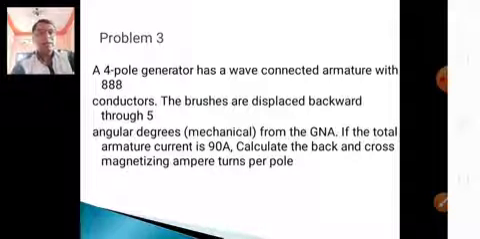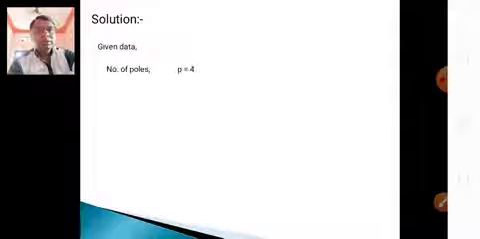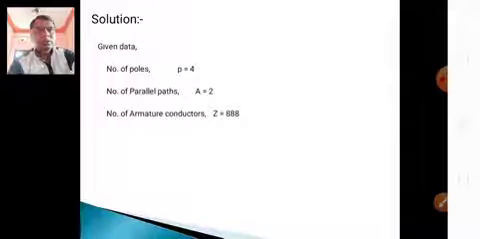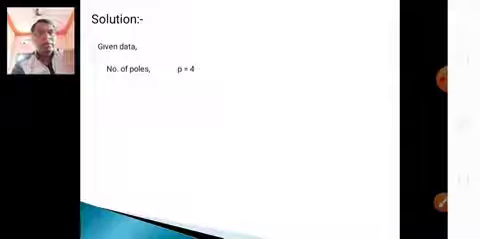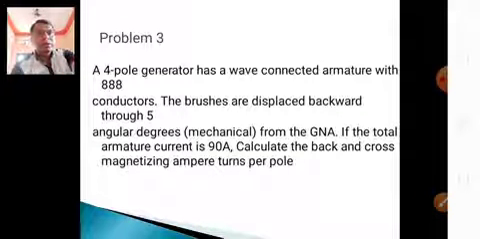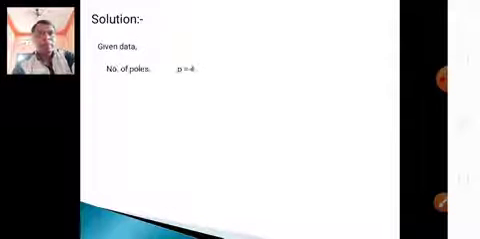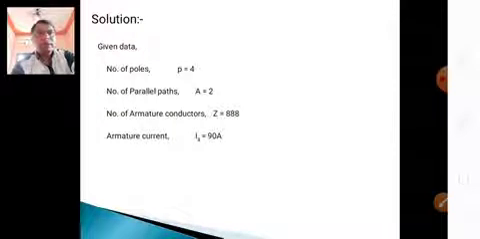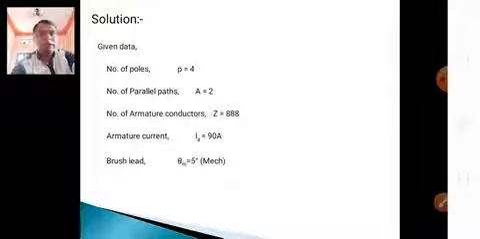The cross magnetizing ampere turns per pole formula is ZI into (1 by 2p minus theta m by 360). See here the given data: the number of poles P equal to 4, given. Number of parallel paths A: it is wave connected, so wave connected means A equal to 2. Number of conductors Z equal to 888. Armature current IA equal to 90. Brush lead is theta m equal to 5 degrees.